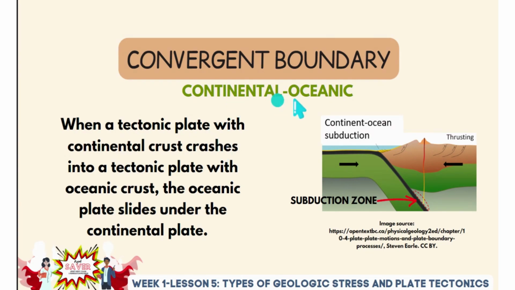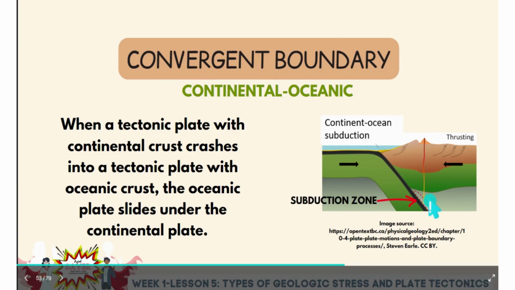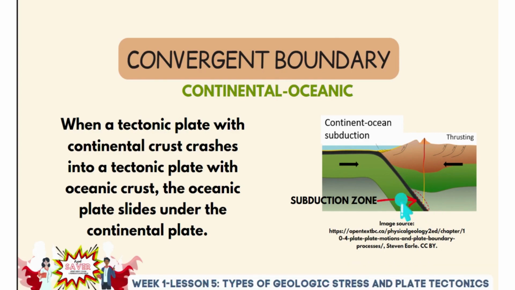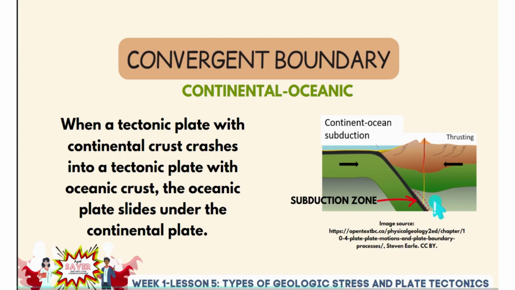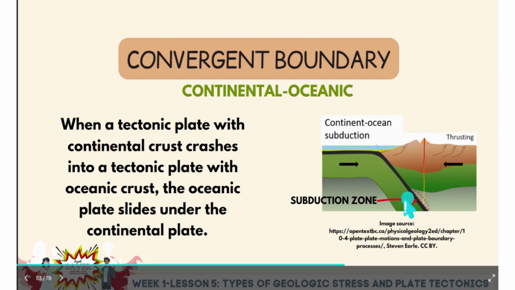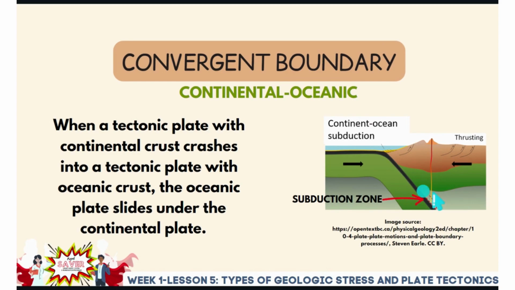Kapag nagbanggaan ang continental plate at oceanic plate, ang oceanic plate ay magsasabdak. At tinatawag natin ito na subduction zone. Ito yung zone o lugar kung saan lumulubog o bumababa ang oceanic plates. At ang nagsabdak na oceanic plate ay matutunaw sa part na ito ng mantle at possible na maging magma at yun ay aangat sa continental plate.